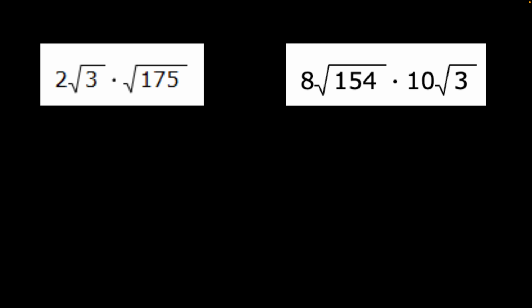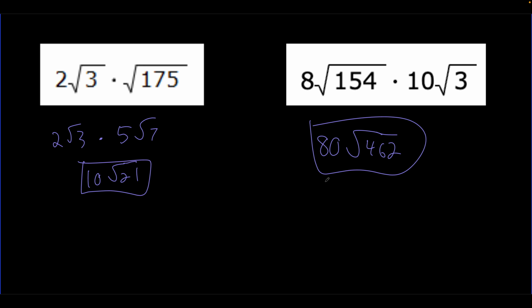Okay, now that you've had time to work these problems, let's check your solutions. For the first problem, here is the work. You should have gotten 10 square root of 21. And for the second problem, 154 cannot be simplified. And after you have multiplied 154 times 3, 462 cannot be simplified either. So just multiply your outside numbers and you're left with 80 square root of 462.